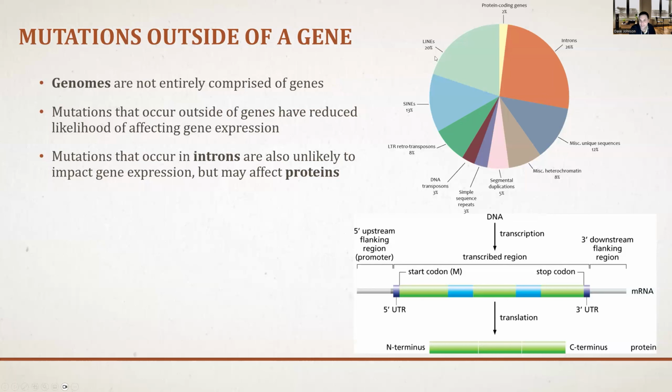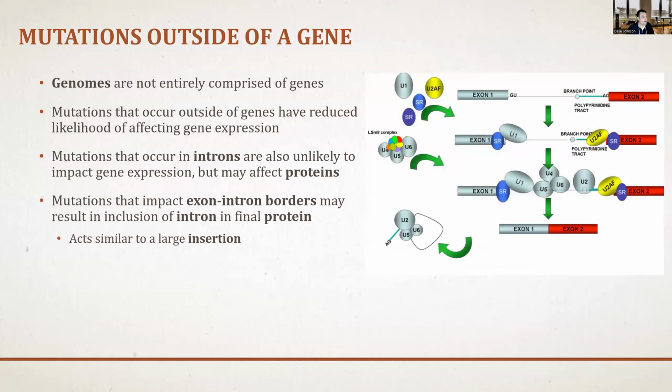And then you've got the remainder of this pie here. You've got all these LINEs and SINEs and retrotransposons and segmental duplications and all this. And the chances are if it lands in one of these areas, it doesn't matter. It's just not inside a regulatory element. It's not inside of a gene. It's not inside of an intron part of a gene. It's just not a problem. So it's probably not going to be an issue.